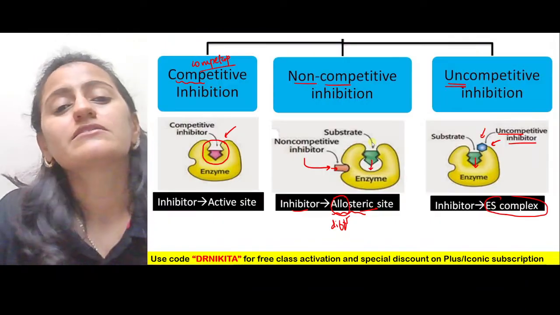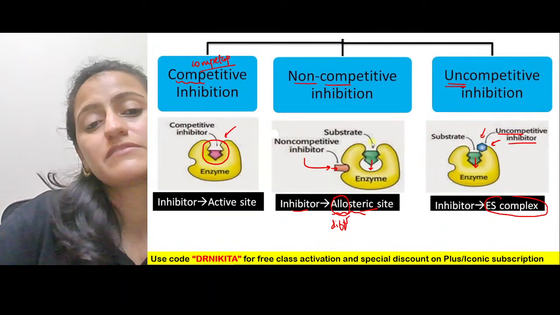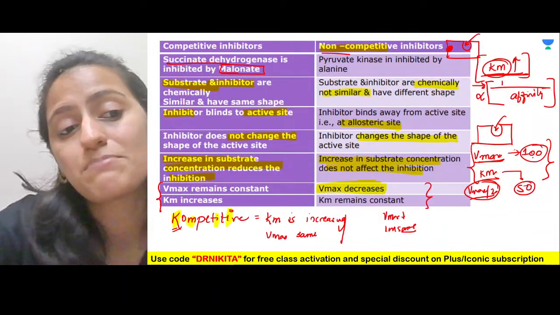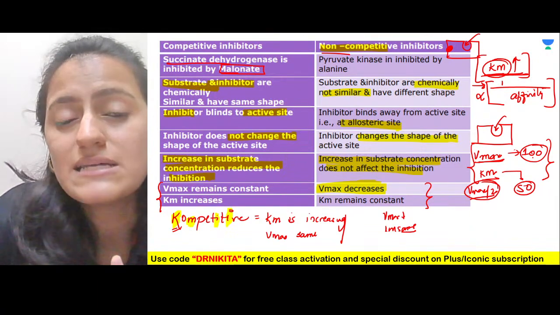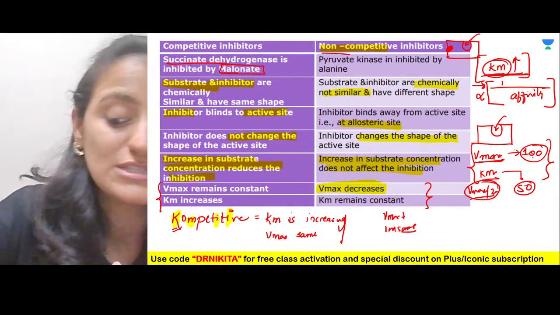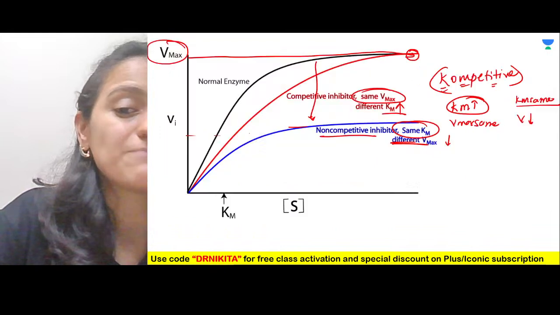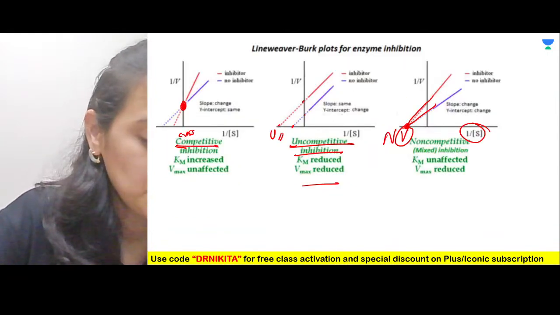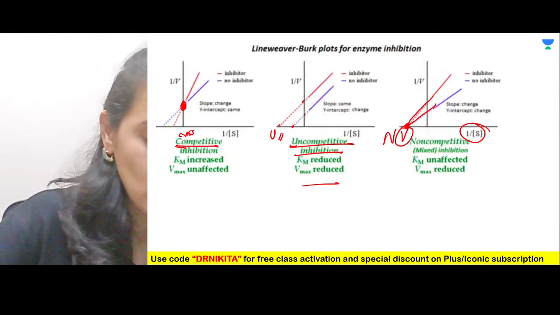For competitive, non-competitive, and uncompetitive, one example is malonate inhibiting succinate dehydrogenase, very, very important, and the graphs are absolutely important for the exam. Even for INI-CET, these are very important.